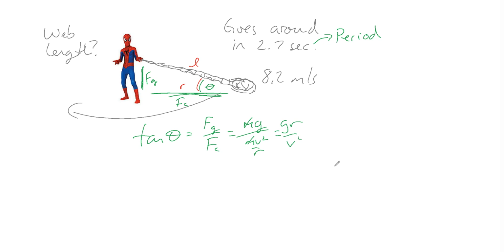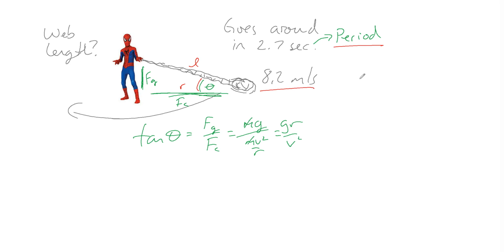Period is just the time to go around. Well, I know the time to go around, but I also know how fast it's going. If I have the period and I have the speed, that's just time and speed. Well, time and speed can give me distance. And of course, distance around the circle would connect to the radius. So let's see if that helps me out.